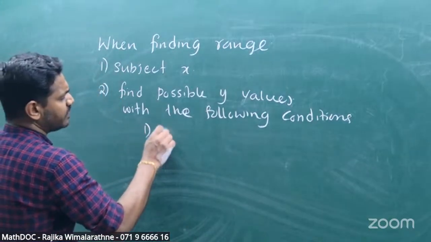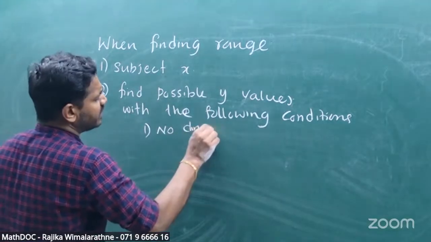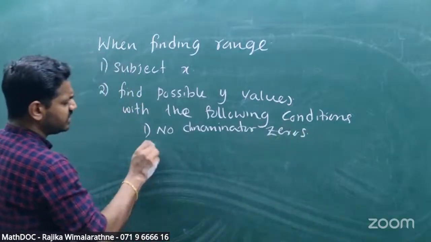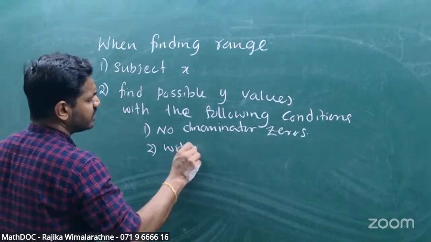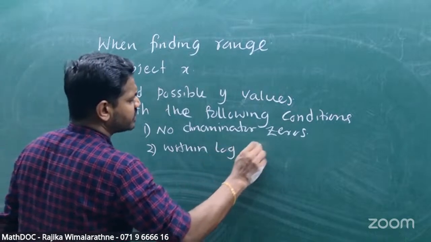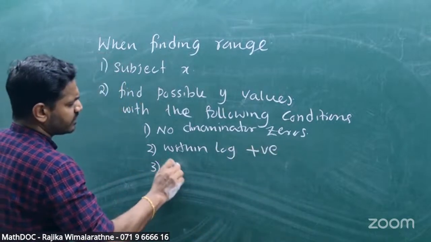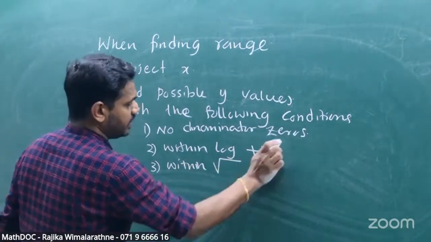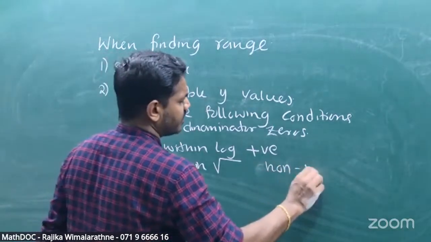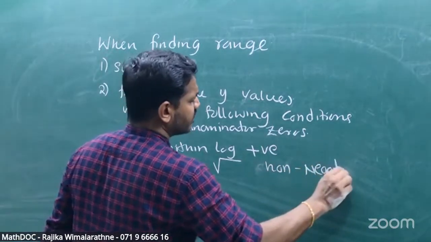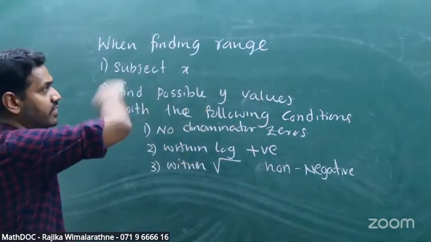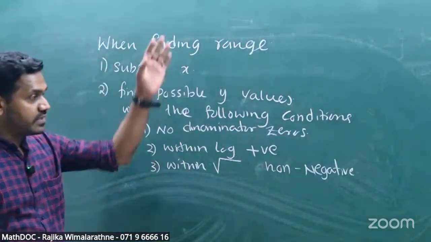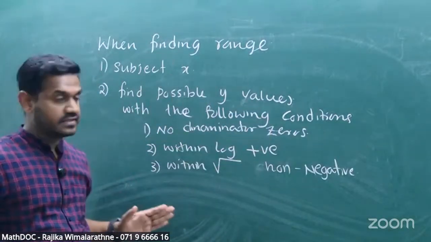First one, no denominator zeros. Two, within a log, positive. Three, within a square root, non-negative. Here are the conditions. You had better write them. I have given these things before, but you have to remember them. Just write them as a revision.